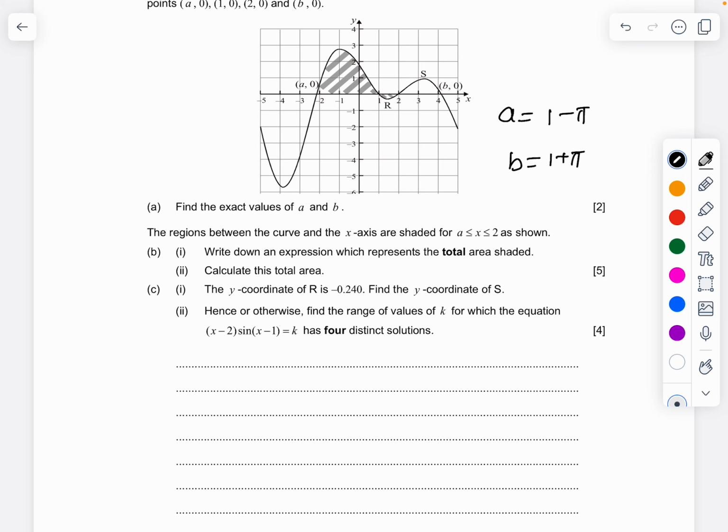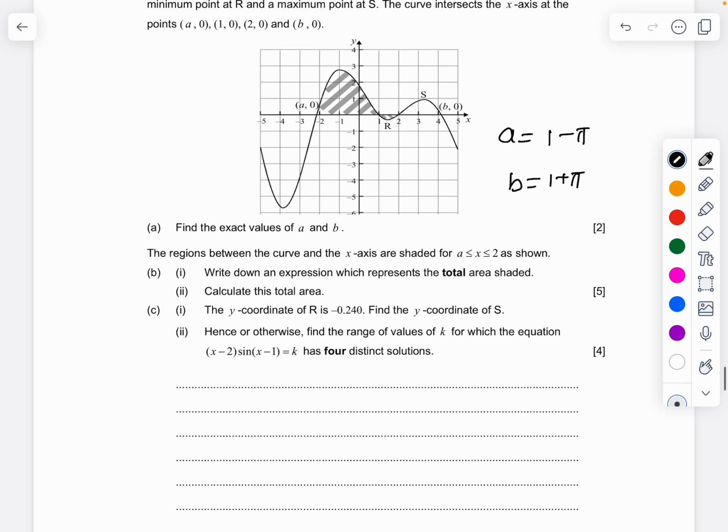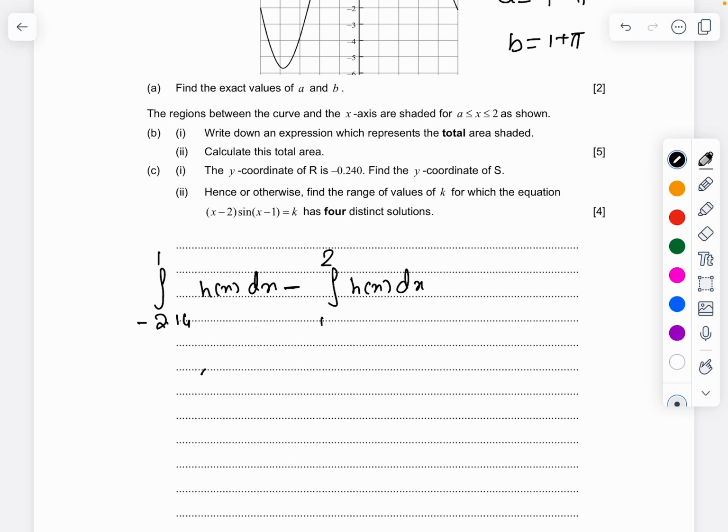The regions between the curves and the x-axis are shaded. Between a to 2, find an expression for the total area of the shaded region. So the area of the shaded region, we are supposed to find. It is from minus 2.14 till 1, h of x dx. Then the lower area will be negative, so negative of negative will become positive. So 1 to 2 will be h of x dx. That's going to be the expression. When you do that, you will be getting 5.141 minus of minus 0.1585. This is going to be 5.30, three significant figures.